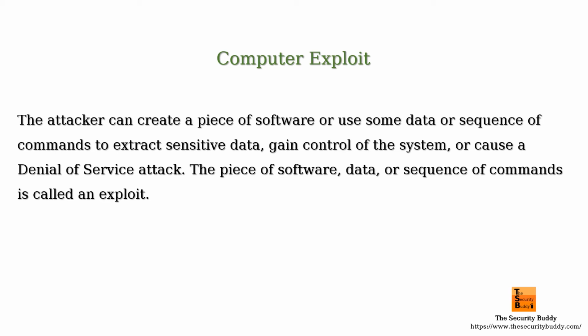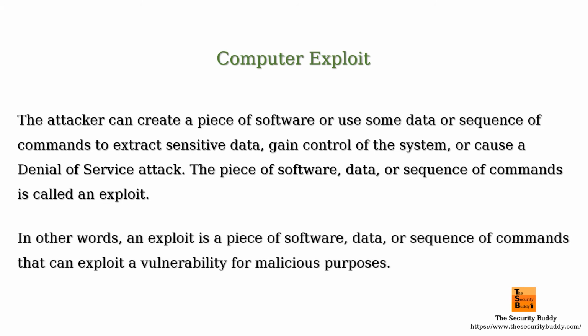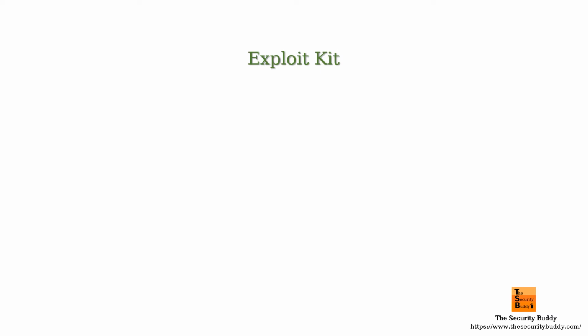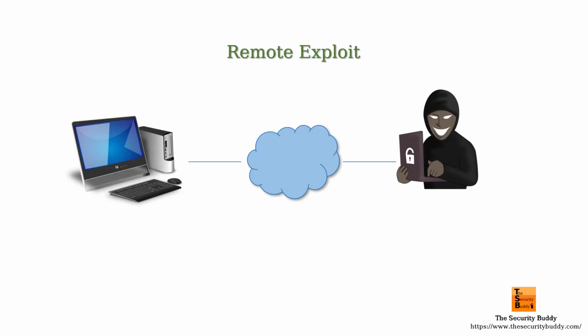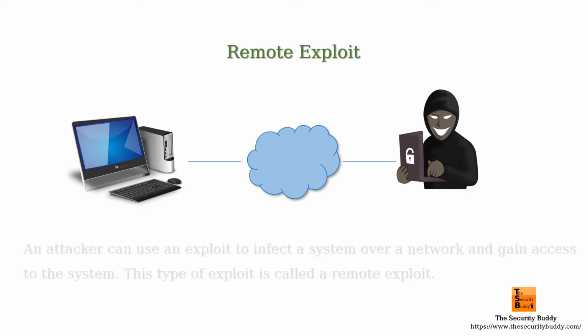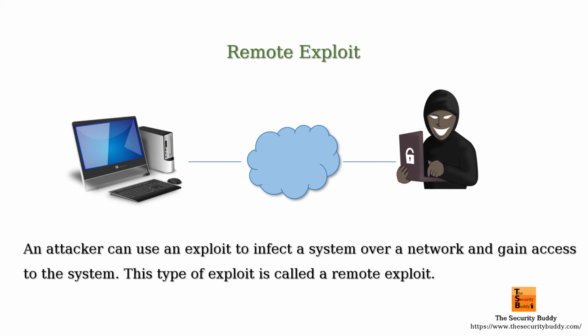In other words, an exploit is a piece of software, data, or sequence of commands that can exploit a vulnerability for malicious purposes. Attackers often use a collection of such exploits. A collection of exploits that attackers can use to manage different exploits altogether is called an exploit kit. There can be different types of exploits. For example, an attacker can use an exploit to infect a system over a network and gain access to the system. This type of exploit is called a remote exploit.